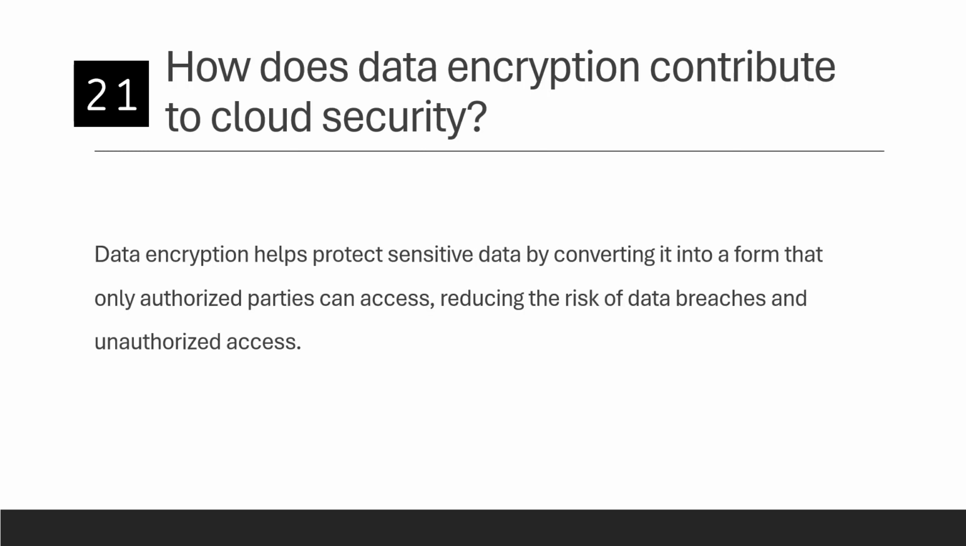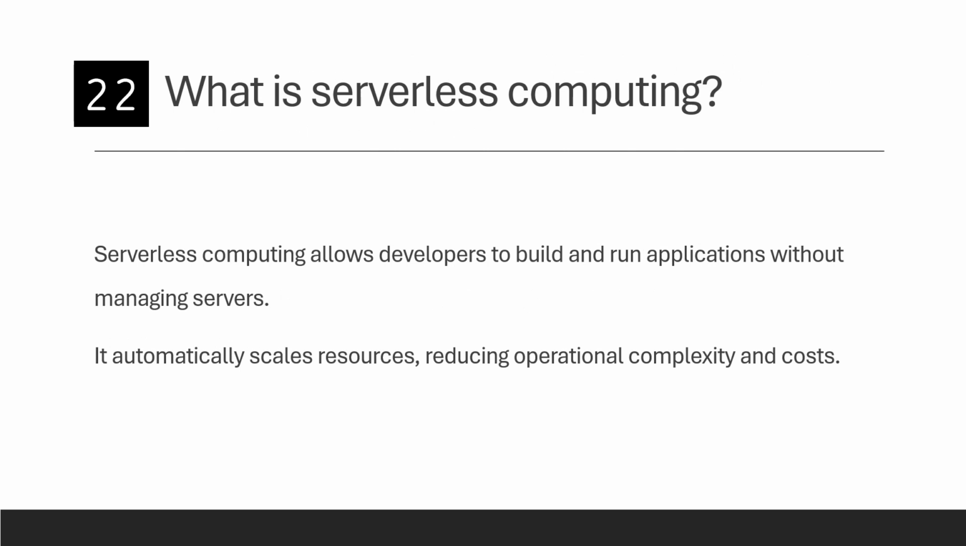How does data encryption contribute to cloud security? Data encryption helps protect sensitive data by converting it into a form that only authorized parties can access. This reduces the risk of data breaches and unauthorized access. What is serverless computing? Serverless computing allows the developers to build and run the applications without managing any servers. It automatically scales the resources, reducing the operational complexity and cost.